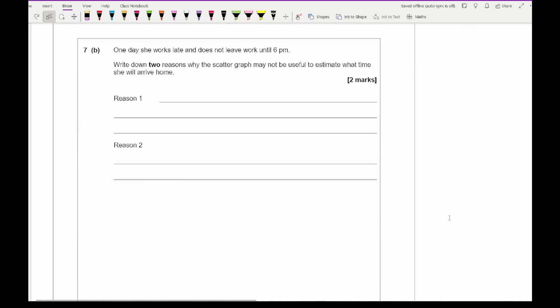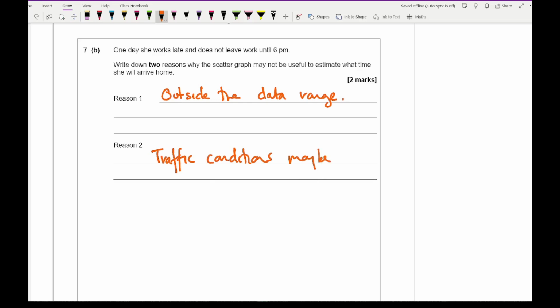Moving on to 7b, it says one day she works late and does not leave work until 6 p.m. Write down 2 reasons why the scatter graph may not be useful to estimate what time she will arrive home. One of the reasons you could say is that it's outside the data range that's been tested, and it's something that we call extrapolation. And the other thing you could say is that after 6 p.m. traffic conditions may be different. You could say maybe worse as it being rush hour, but something along those lines would be absolutely fine.